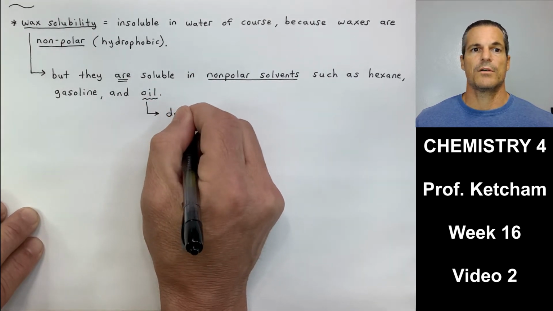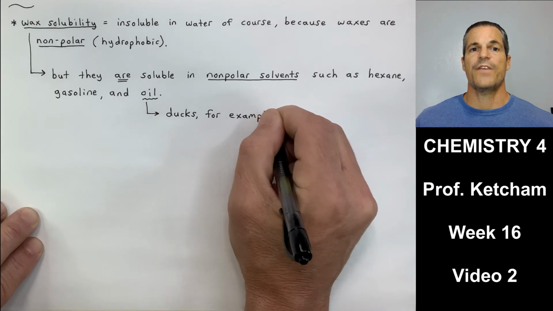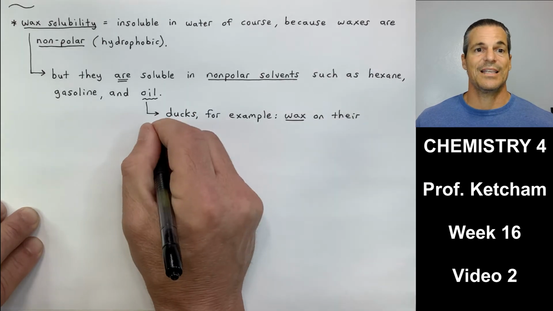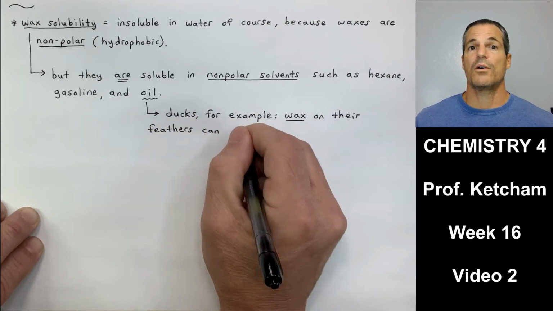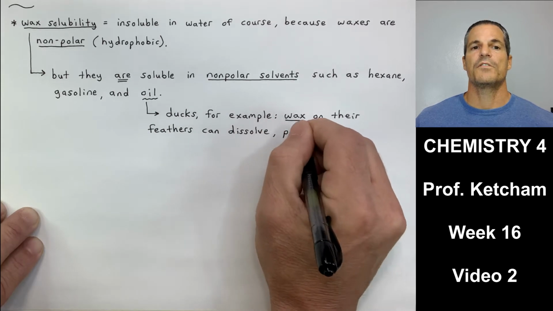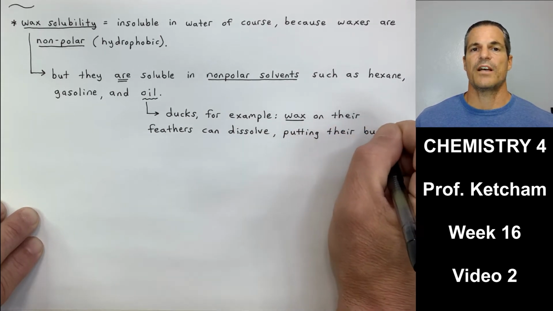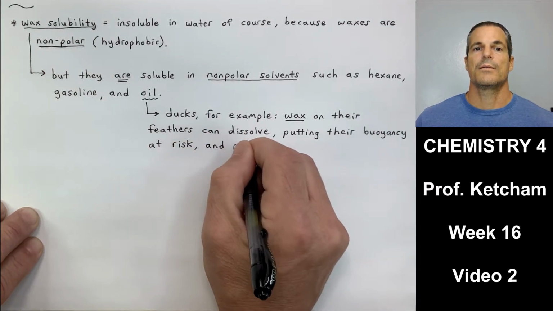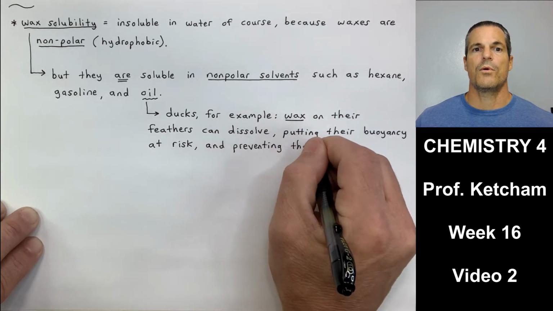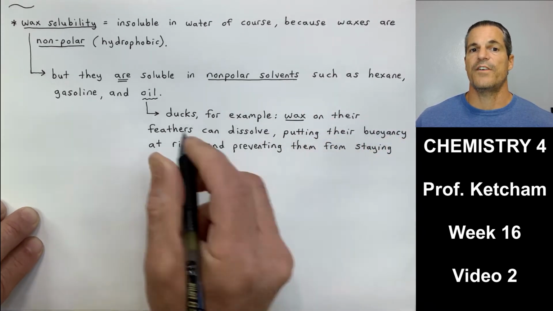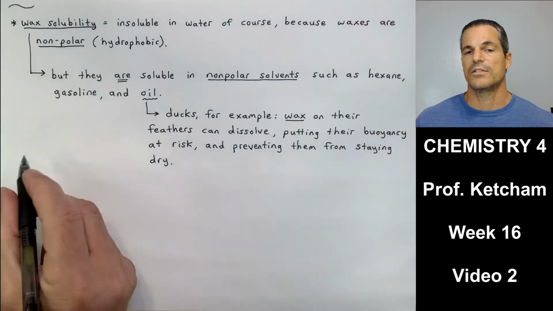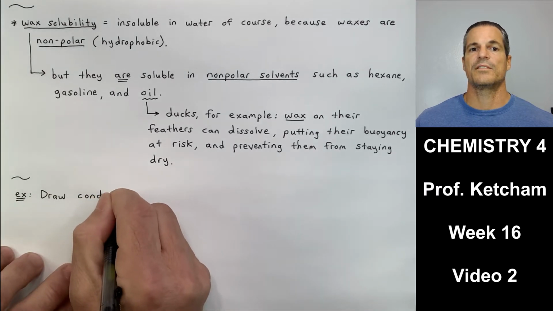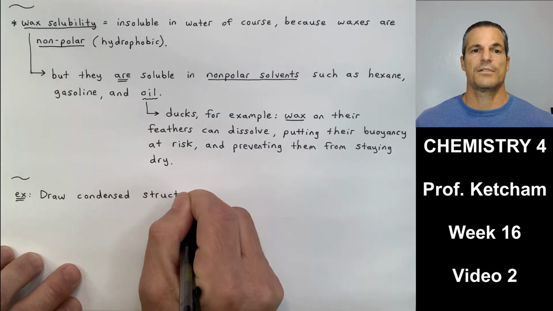Like dissolves like, right? So if waxes are nonpolar, well then some of the famous nonpolar solvents I can think of, and by famous I just mean common, hexane, gasoline, oil, toluene is one. And then in reference to the oil, I always think about the Exxon Valdez when I was a kid, the giant oil spill up near Alaska. Ducks. I think of all the ducks that passed away in the oil spill. And it says here, wax on the feathers of birds can dissolve. So if that wax dissolves, it puts their buoyancy at risk and prevents them from staying dry, and they can drown. It's just not a good thing.